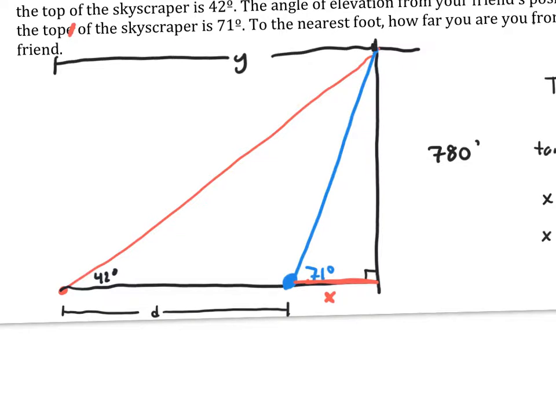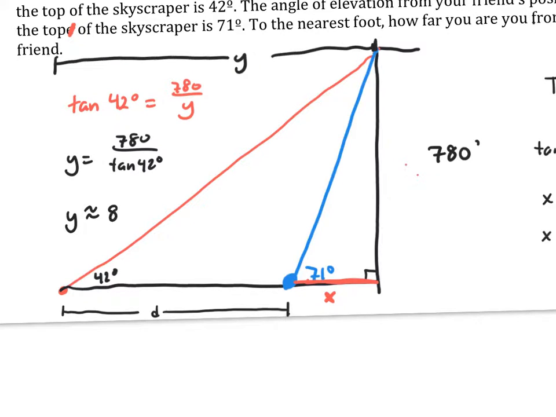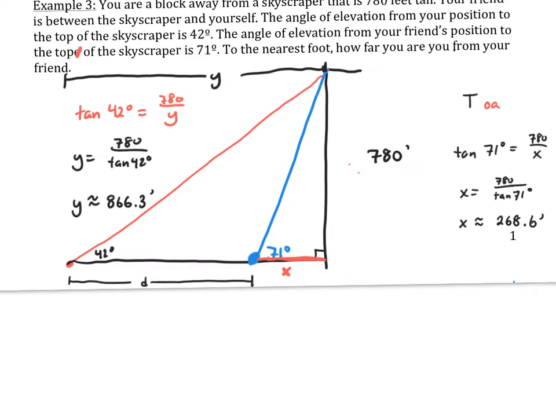Now, the same idea can be applied here. To find out y, we're going to do the same thing. Again, we know the opposite here is 780. We don't know the adjacent, so that's going to be tangent again. But this time it's the tangent of 42 degrees is equal to 780 feet divided by the unknown y. So y is going to be 780 divided by the tangent of 42 degrees, and y is approximately 866.3 feet.